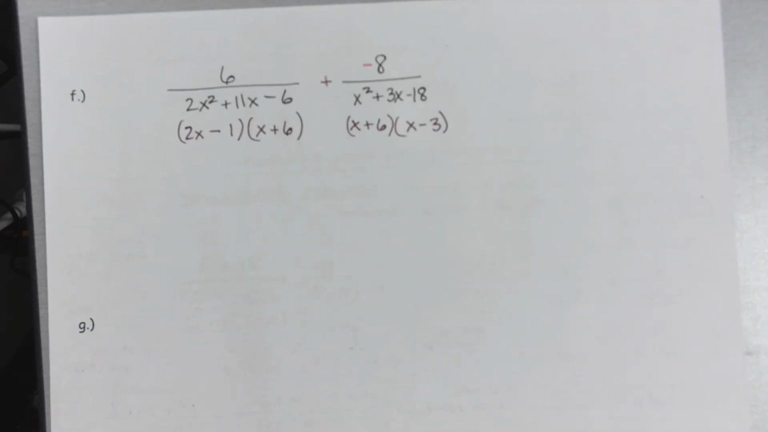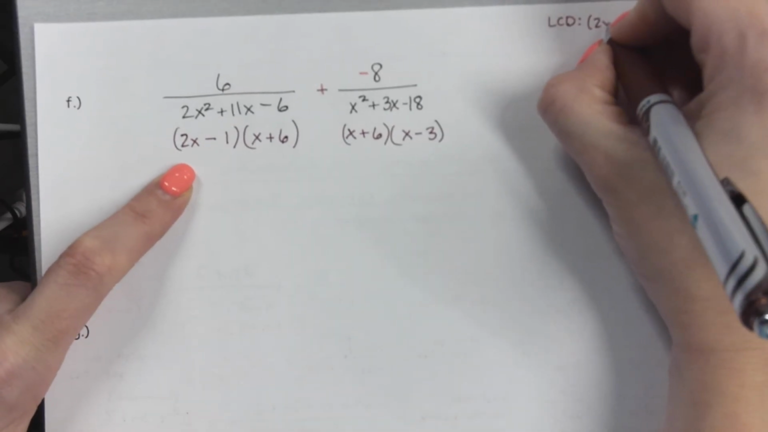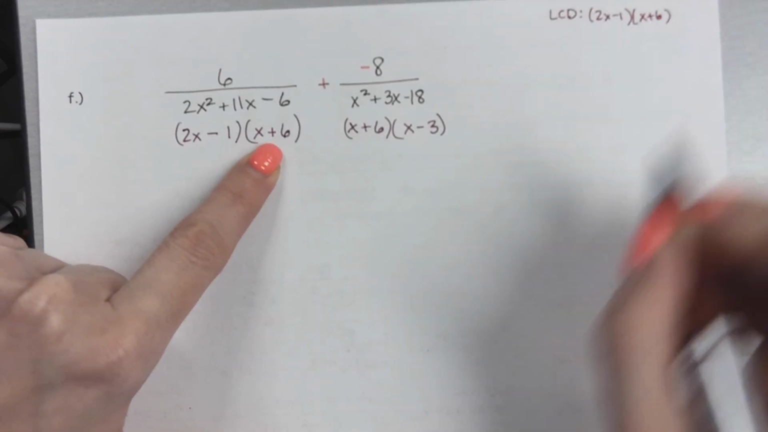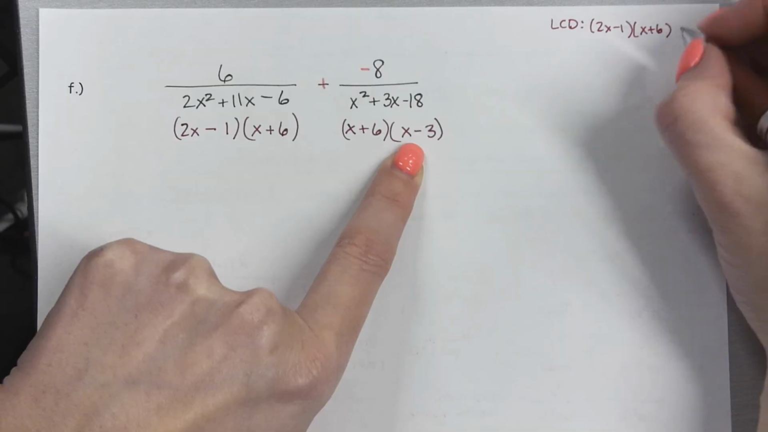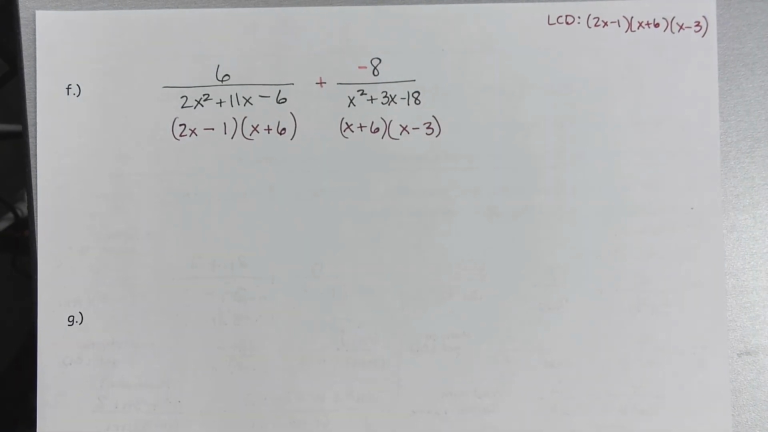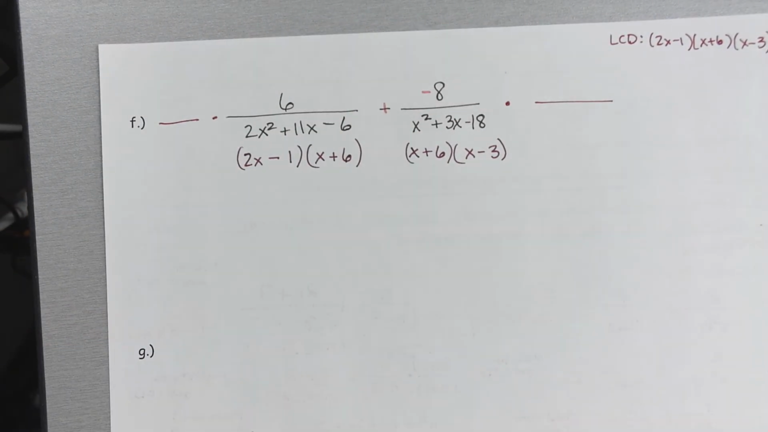When you're thinking of what your LCD is, your LCD has to contain everything that is in the denominator. Okay, so we're going to start here. The LCD has to have a factor of 2x minus 1. The LCD has to have a factor of x plus 6. If you already have this in your LCD, you don't need to add it again. Okay, so just 1 x plus 6 is fine. And then you also need an x minus 3. Okay, so set up what you're going to multiply each one by.